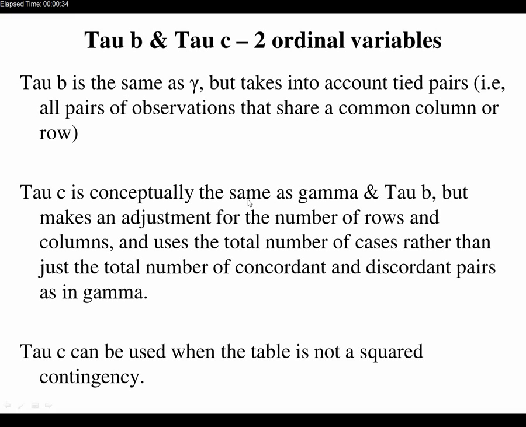cases rather than just the total number of concordant and discordant pairs like in gamma. Tau c can be used when the table is not a squared contingency, in other words 3 by 5 or something like that. Okay, don't worry too much about all of these measures of strength, because you're going to be reading them rather than figuring them in SPSS.